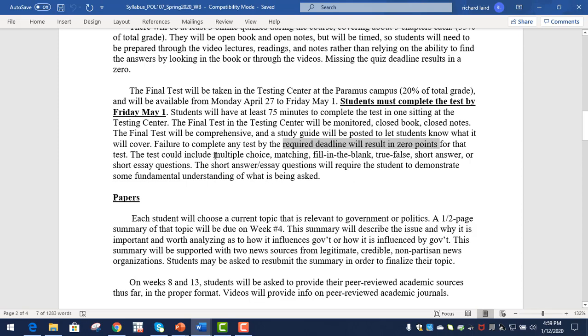The tests will have a multitude of different things: multiple choice, matching, fill in the blank, true, false, short answer, and every test will have at least one, perhaps two short essay questions where you would have to answer a little bit more comprehensively in order to demonstrate a little bit fuller understanding of that particular question.